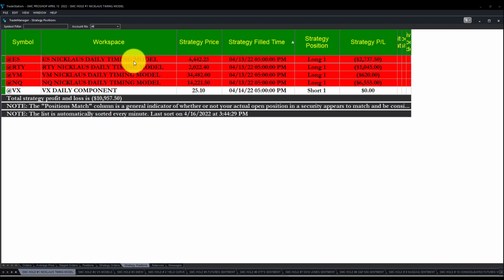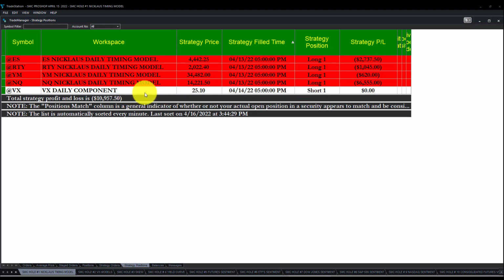So the ES contract is shown through Nicholas to be long. It went long on the 13th. If one had taken that position, they are in fact experiencing a drawdown. The Russell, long. The Dow, long. The NQ, long. The VIX daily component is actually short.